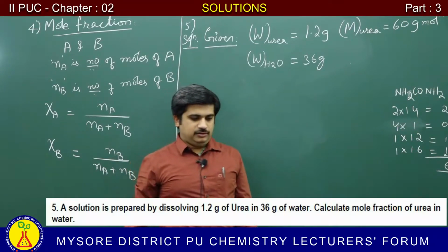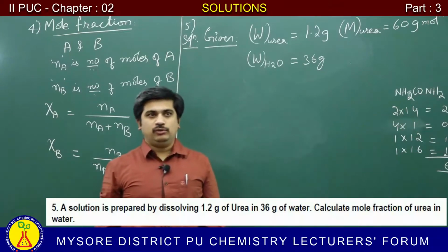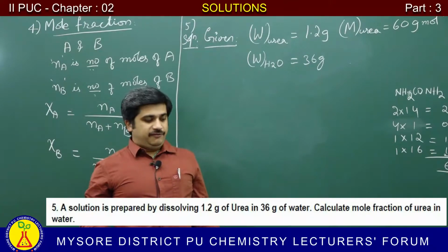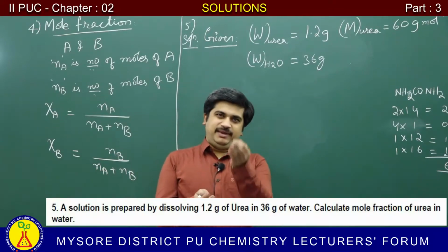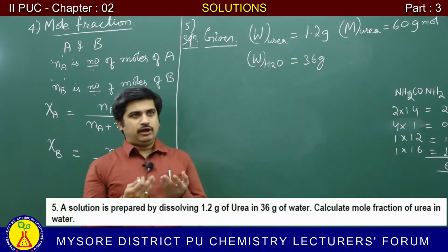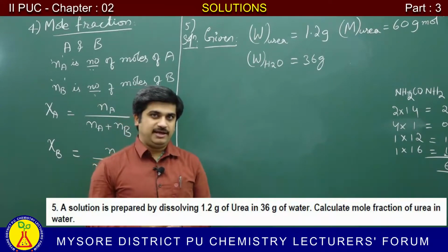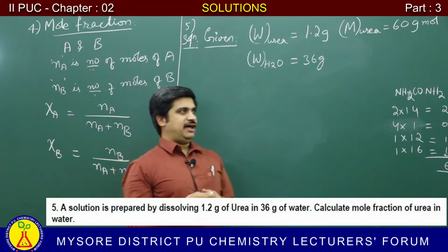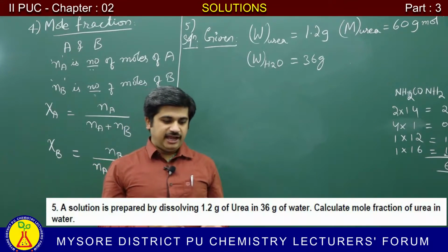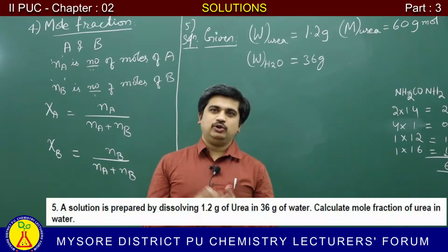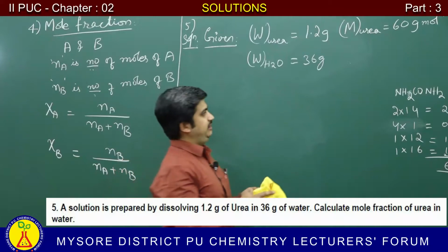So we write molar mass in terms of gram per mole. What does that mean? If you take 1 mole of this solute, 1 mole of this substance, the weight will be 60 grams. We can also call it gram molecular mass. Gram molecular mass or molar mass, the mass of one mole of a substance is called its molar mass.